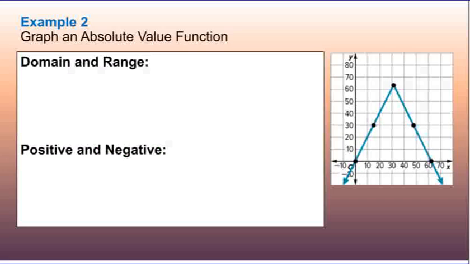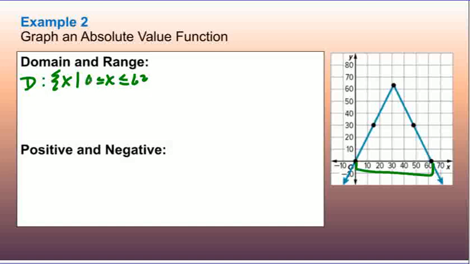Next, the domain and range. The domain, all the possible x values, you can see that it's between 0 and 62. So the domain would be x such that x has to be less than or equal to 62, but greater than or equal to 0.